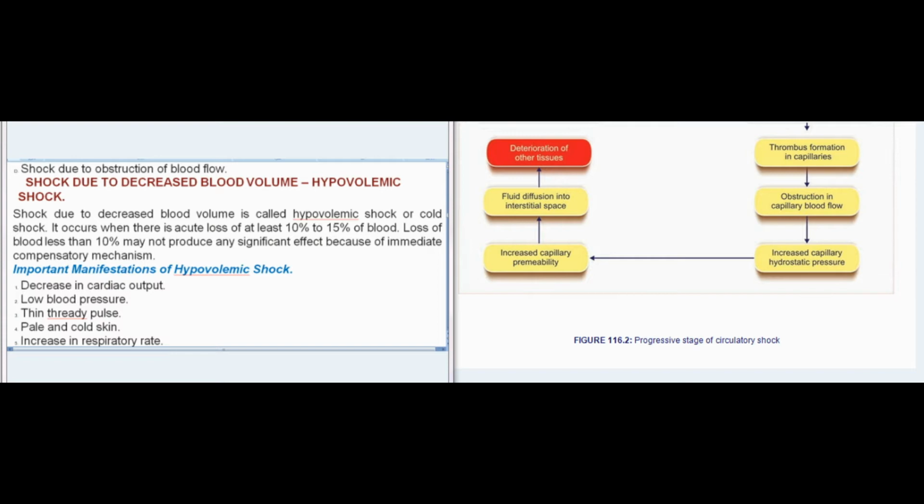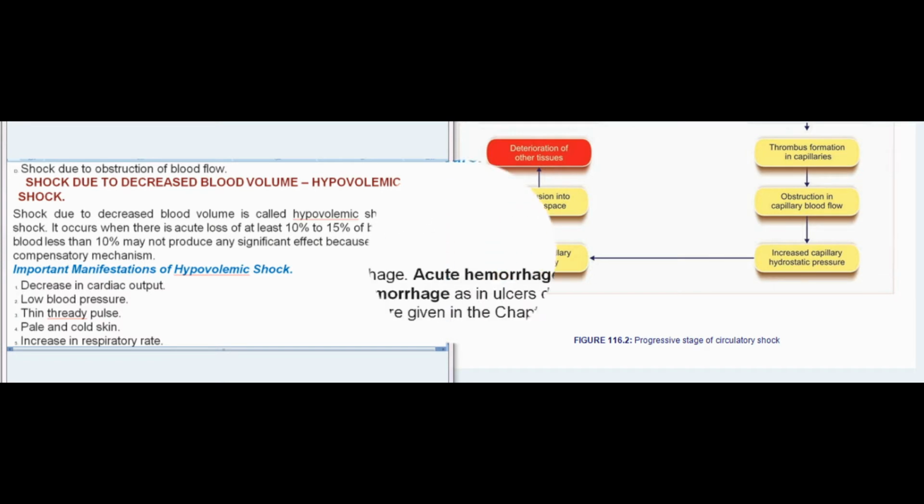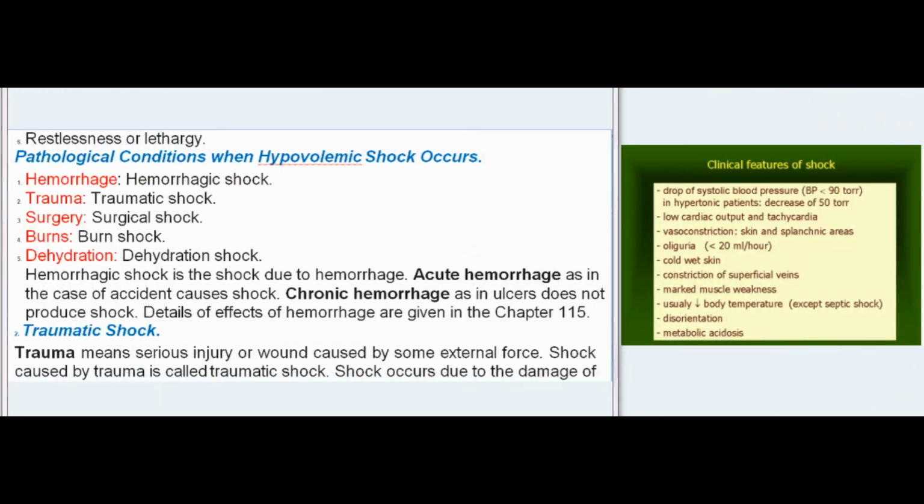It occurs when there is acute loss of at least 10% to 15% of blood. Loss of blood less than 10% may not produce any significant effect because of immediate compensatory mechanism. Important manifestations of hypovolemic shock: decrease in cardiac output, low blood pressure, thin thready pulse, pale and cold skin, increase in respiratory rate, restlessness or lethargy.